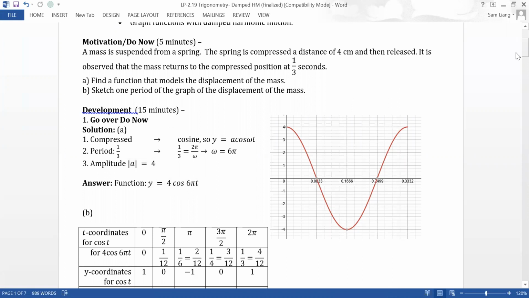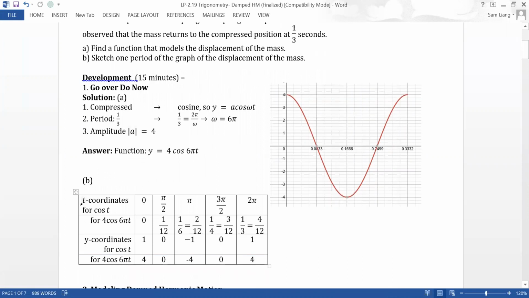For part B, I made a chart here. 0 to 2 pi. I write t coordinates because we're using cosine t, not cosine x. Subtle difference, but I just wanted to be true to that. Next, we have the x coordinates for the 4 cosine 6 pi t curve, and for that, you just divide each of these coordinates by 6 pi. If you do that, you're going to get 0, 1 over 12, 1 over 6, which I rewrite as 2 over 12, and then 1/4 for 3 pi over 2, and then 1/3. I rewrite everything in terms of denominator 12 so that if I were to graph this on paper, that would be easier. But I just showed the Desmos graph here, actually.